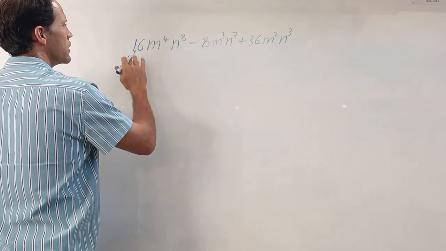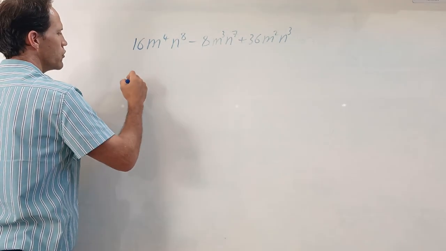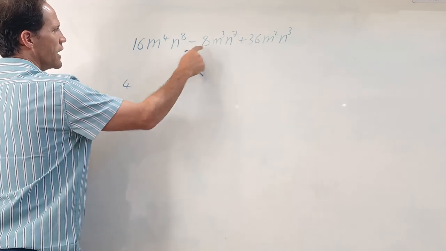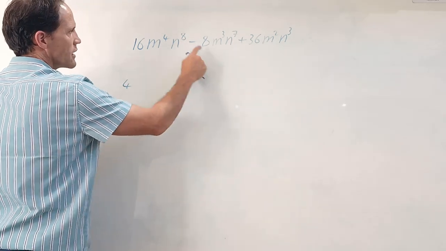But we're going to take out the 4, the common factor. It's 4 here, 4 there, and 4 there that we can take out. So 16 divided by 4 gives you 4. Okay, and then 8 divided by 4 is 2, and then 36 divided by 4 is 9. So we can take out 4.